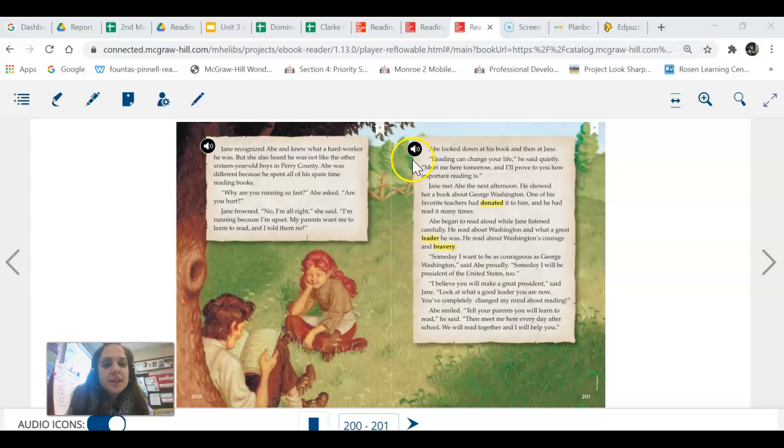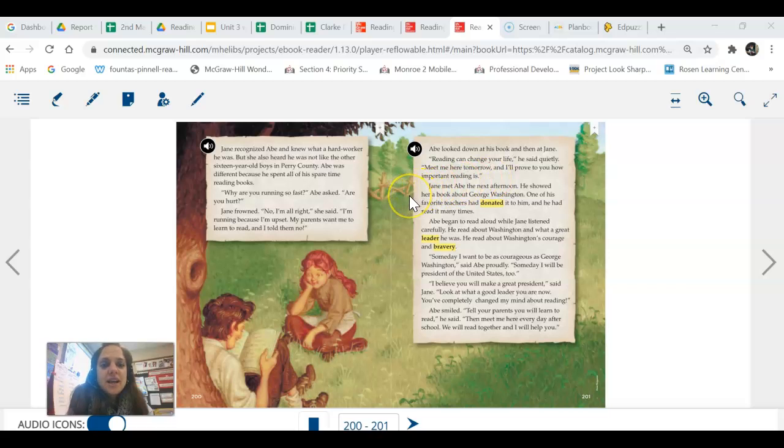Abe looked down at his book and then at Jane. "Reading can change your life," he said quietly. "Meet me here tomorrow and I'll prove to you how important reading is." So I'm thinking about my essential question. How can one person change someone's mind? Well, right here, Abe said reading can change your life. So he's already trying to show her how he can change her mind.